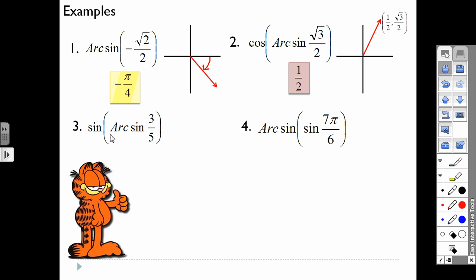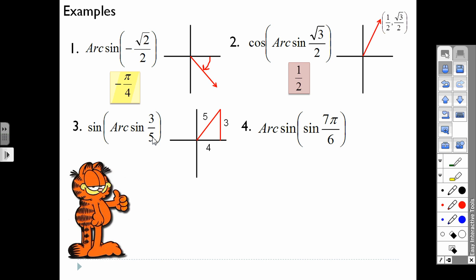Okay, so number 3, we have sine of arc sine. And I always love these because these are just inverses of each other. So they technically should just cancel each other out and you get 3 over 5. So if we take a look at it, once again, working inside out, arc sine of 3 over 5, since this isn't something on the unit circle, make a triangle in the correct quadrant. So it's positive, it's in this quadrant.